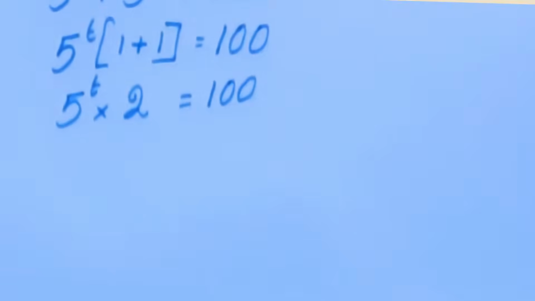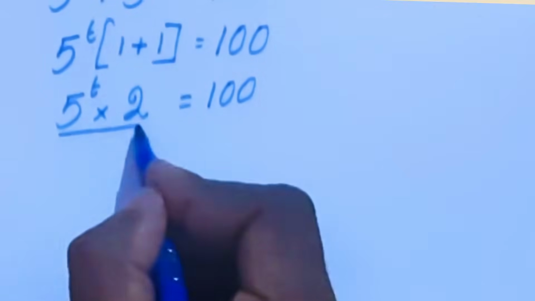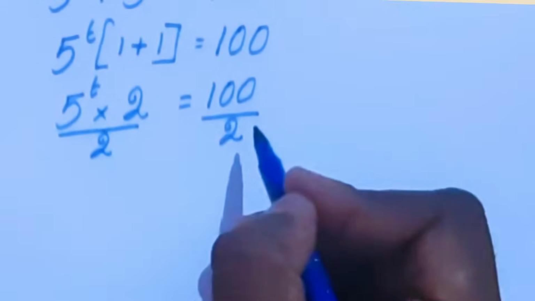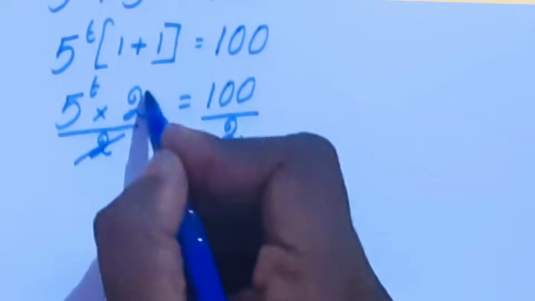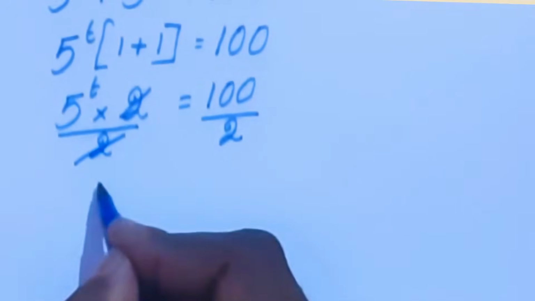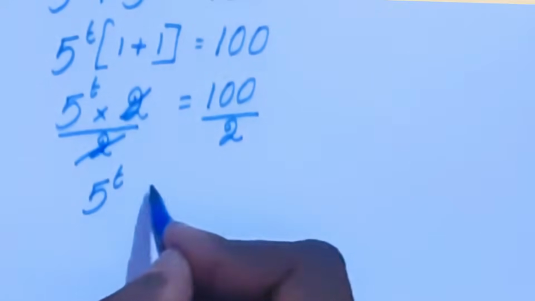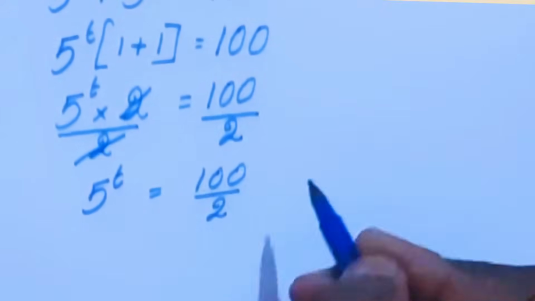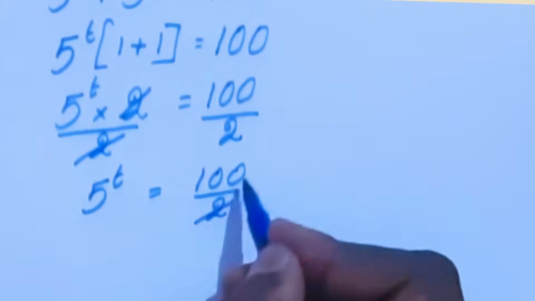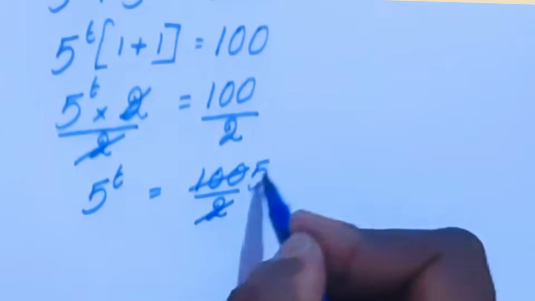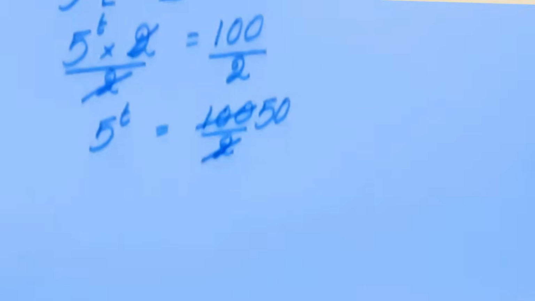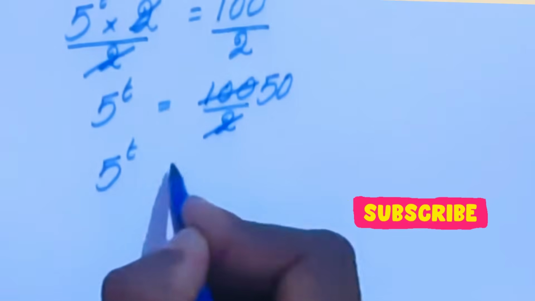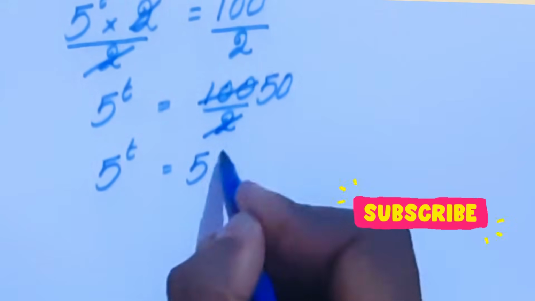Now we are going to divide by 2 on both sides. So here 2, here right hand side 2. Now this 2 cancels this. So we have 5 power t equal to 100 by 2. Here to simplify this, we'll get 50. So 5 power t equal to 50.